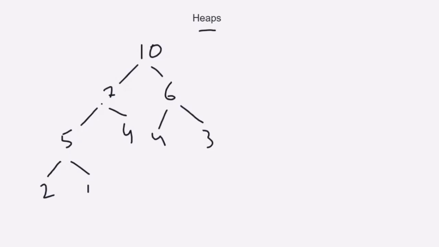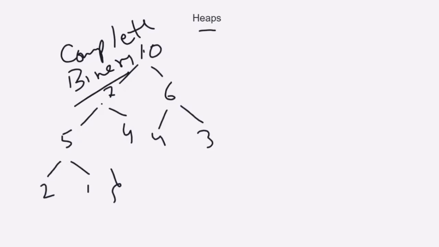But here, this won't be a complete binary tree because the second last level is not filled in. All right, so this is not a complete binary tree, while this here is a complete binary tree. So you understand, all the levels should be completely filled except the last. That's called a complete binary tree. And heaps are complete binary trees.